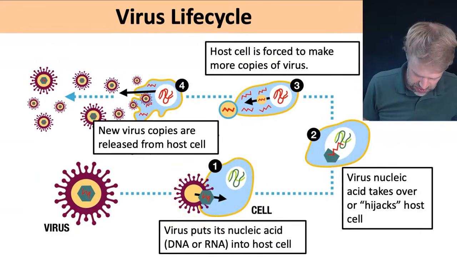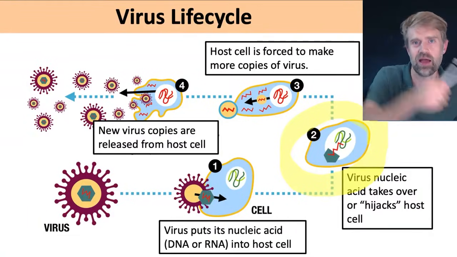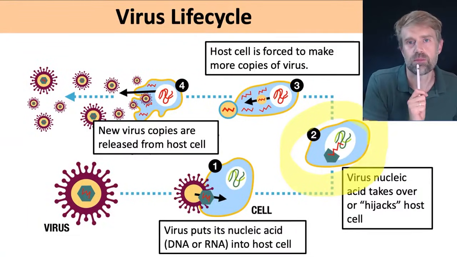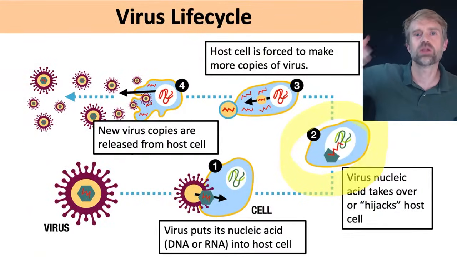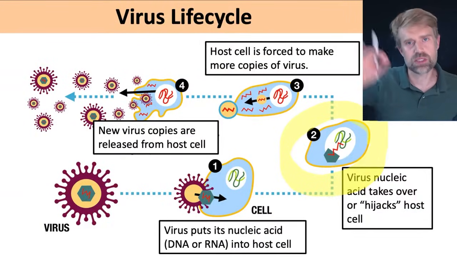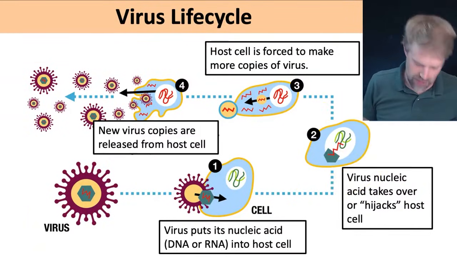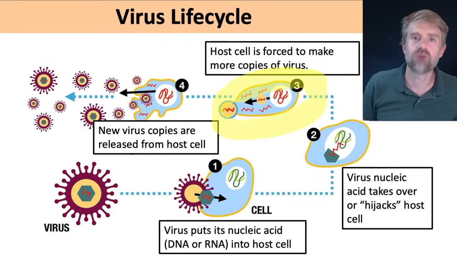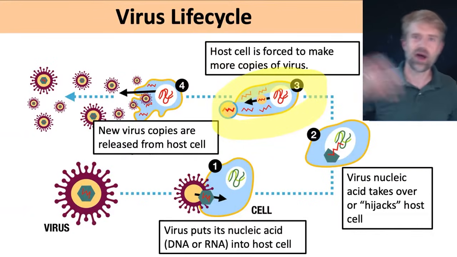The next thing that it does is that DNA or RNA takes over the cell. It hijacks the cell. And it tells the cell, you are going to make more copies of virus now. You're going to use your enzymes, you're going to use your proteins, you're going to use your ribosomes to make more copies of virus. The virus DNA or RNA hijacks the cell and turns it into a factory for making more copies of virus.